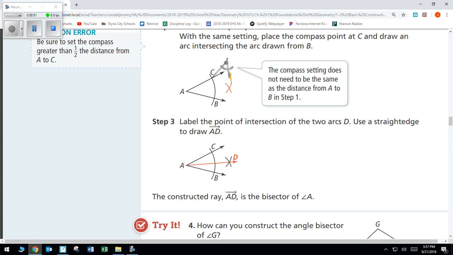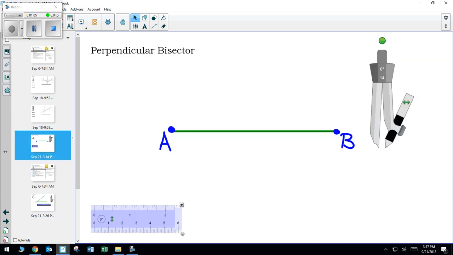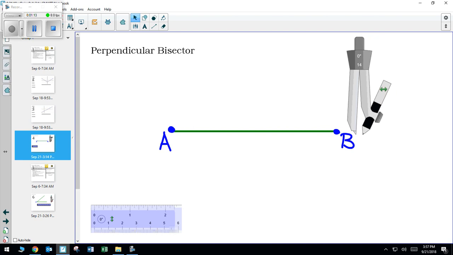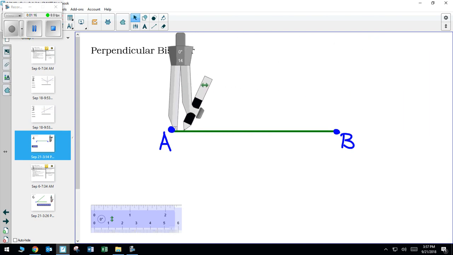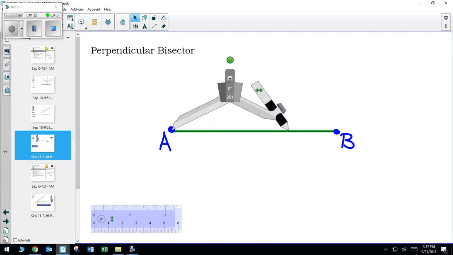So you can follow along with the instructions in the book on page 16 and 17, which you can access on Pearson online, or you can follow along with me here as I construct first a perpendicular bisector. So the way to do this construction is, given the line segment AB, you're going to put the point of your compass on one of the endpoints, and you're going to open it up so that it's at least more than halfway across your line segment. So 3/4 of the way is definitely more than halfway across.